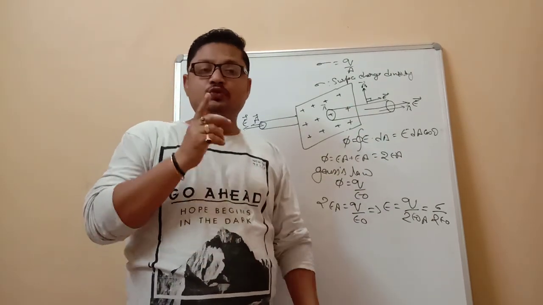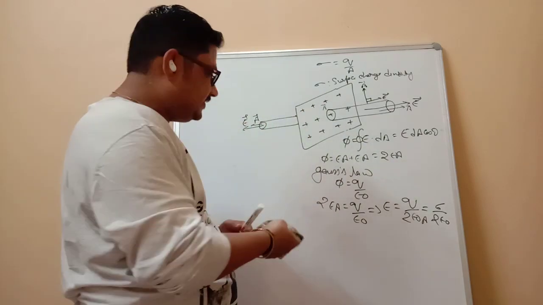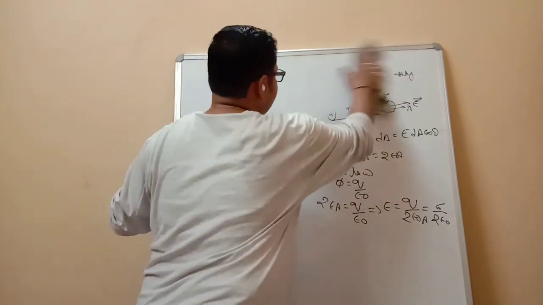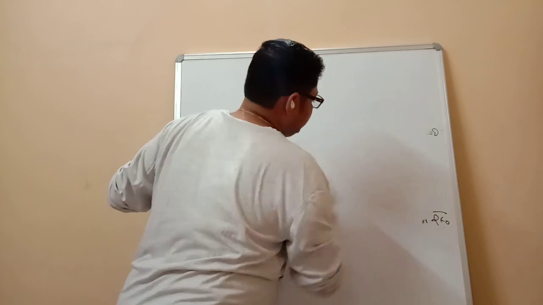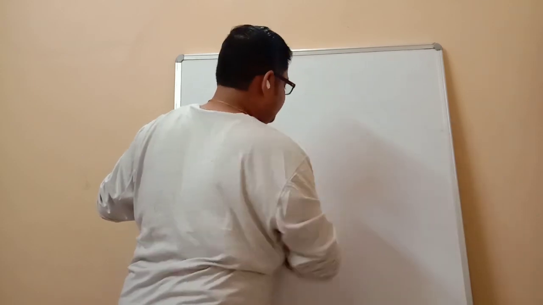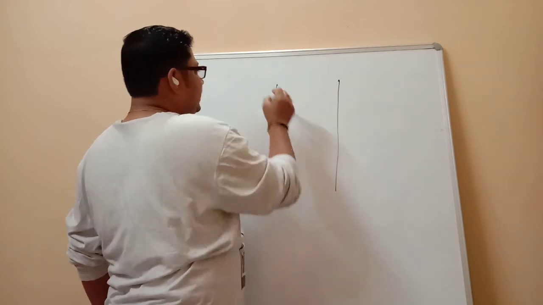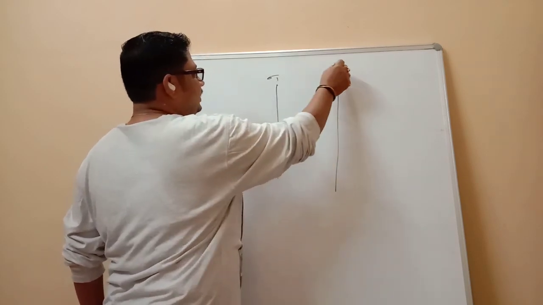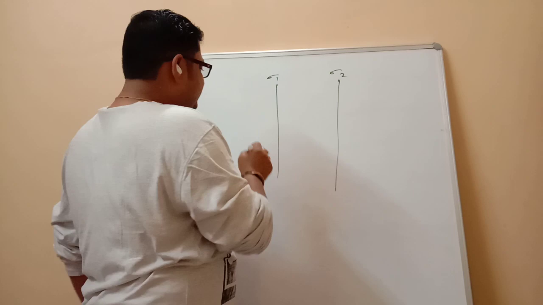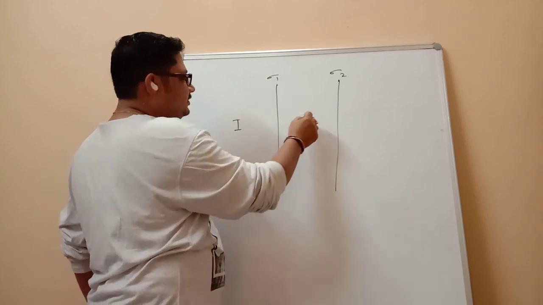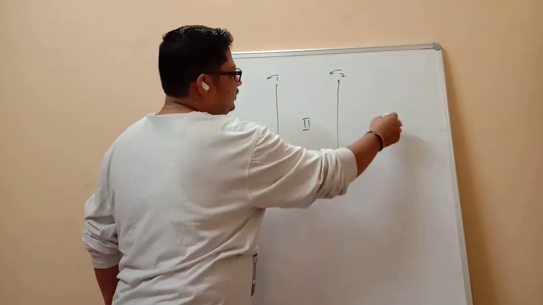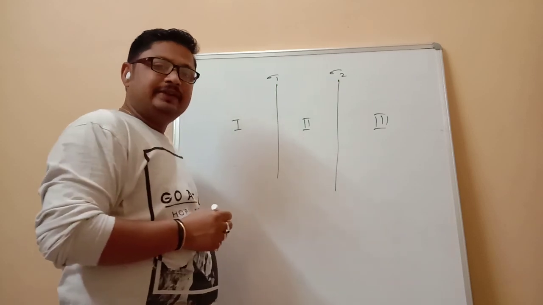Now if we consider two parallel sheets like this, if we look at this figure, and consider two parallel plane sheets having surface charge density sigma 1 and sigma 2. Now this is region first, this is region second, this is region third, where we have to calculate the electric field.